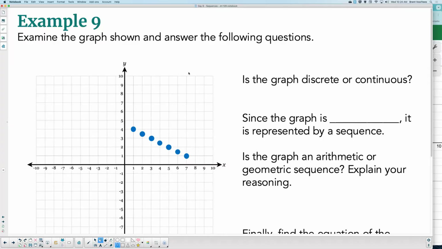All right, to finish this up, I want to make sure you see what it looks like as a graph. Look over here. Notice, is this graph continuous or discrete? Discrete. A discrete graph comes from a sequence. So since the graph is discrete, it is represented by a sequence. Now, we've learned about 2 sequences today. What are the 2 names of them? One starts with an A, one starts with a G.